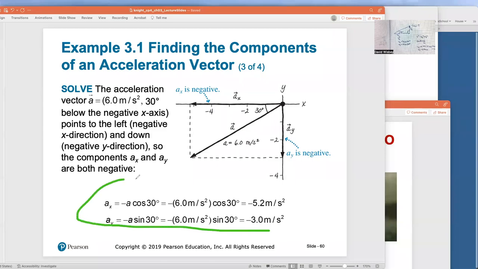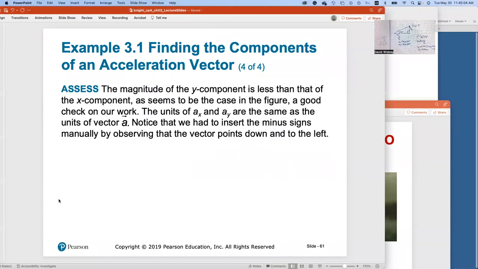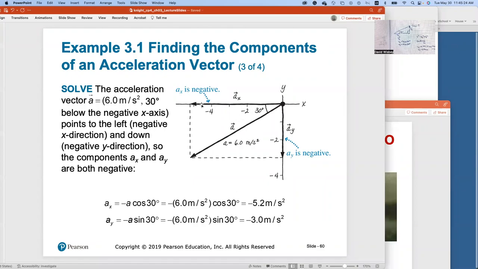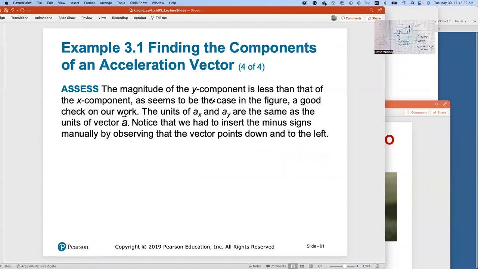And we use these trig identities again. We're going to use those a lot. So we use the same trig identities to find the components of our vector. Then assess. This is important. After you get the numbers out, think about them. Does it make sense? The magnitude of the y component is less than that of the x component. That's good because x is clearly longer in our picture. Trying to draw the angle accurately can help you. And ax and ay still have units of meters per second squared. So did your units come out correctly? If you end up with meters per second, something went wrong because you were supposed to find the acceleration, not the velocity.